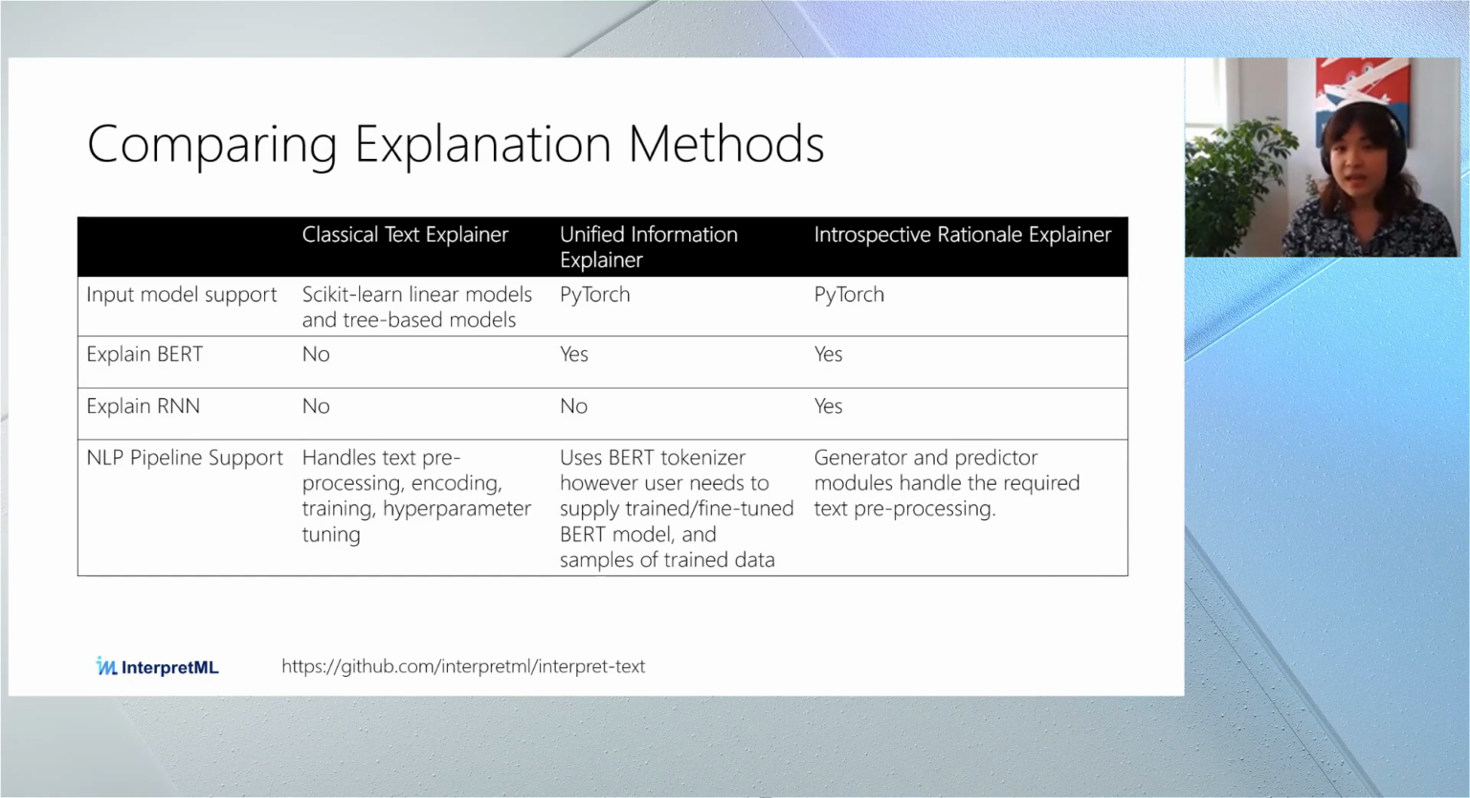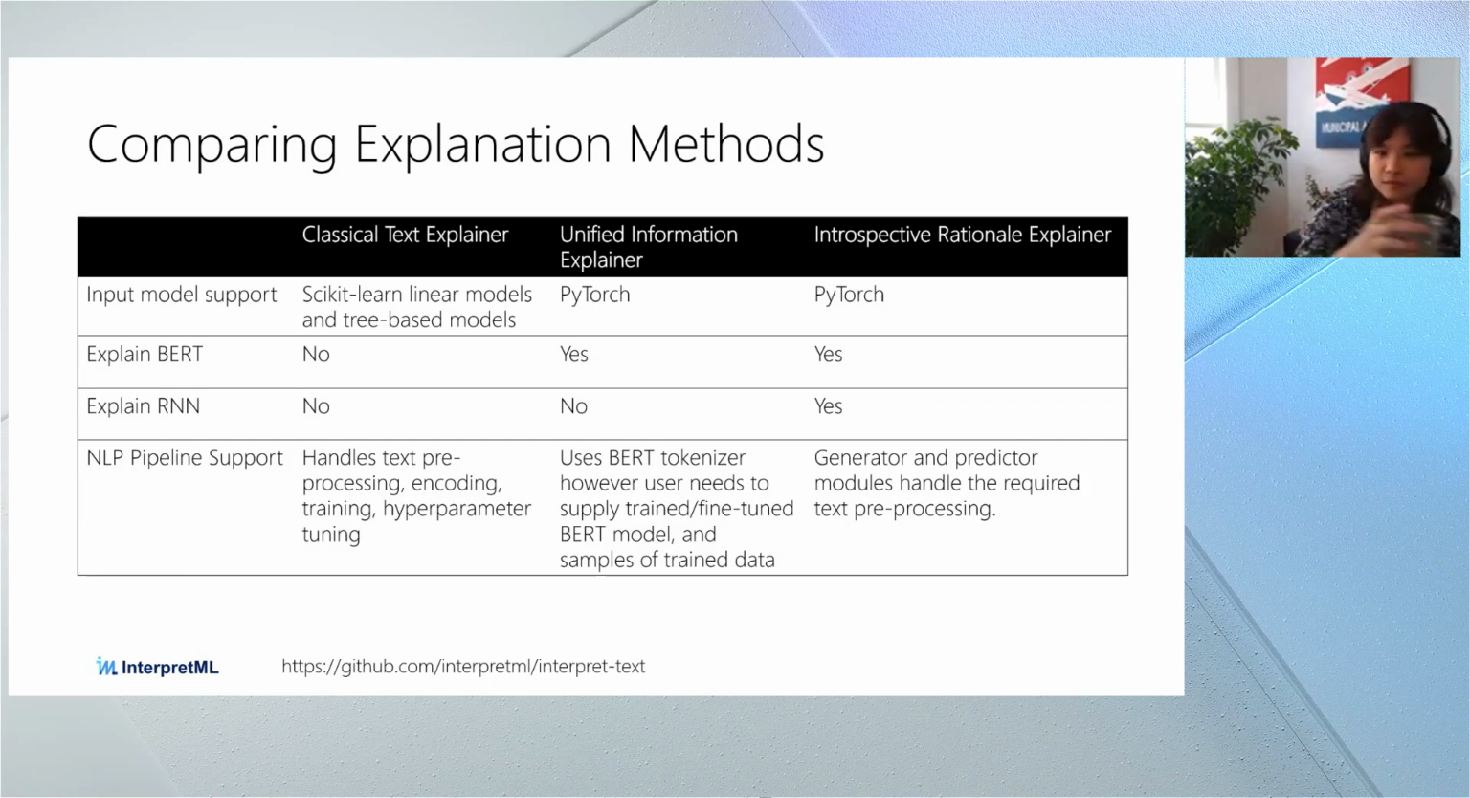However, when needing to understand a neural network at a layer-wise level, we highly recommend the Unified Information Explainer. And then if, let's say, you have an RNN or a combination of BERT and RNN, we recommend using the Introspective Rational Explainer.